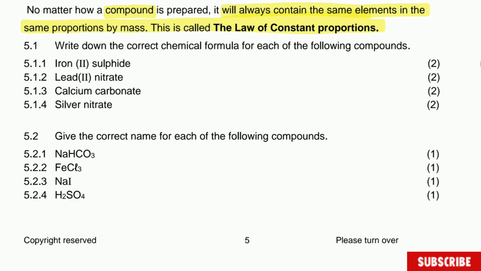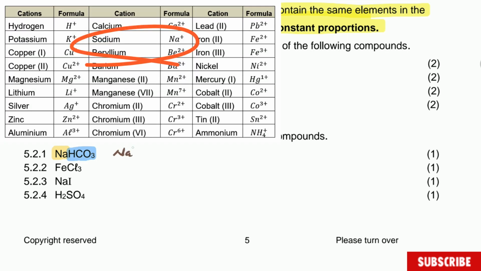Now, for question 5.2, they say give the correct name for each of the following compounds, and they're giving you 2 compounds here. Now, the first thing we need to do is to identify the ions. For the first one, the ions are here Na and HCO3. Those are 2 ions there. The Na is Na plus and is called sodium.